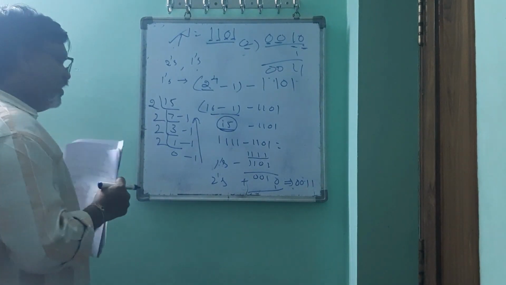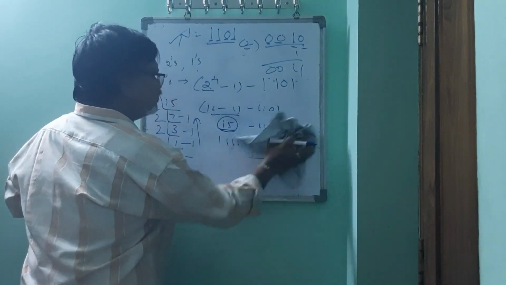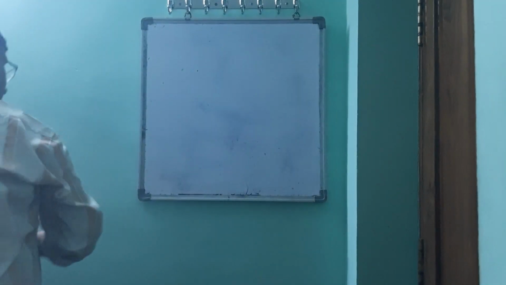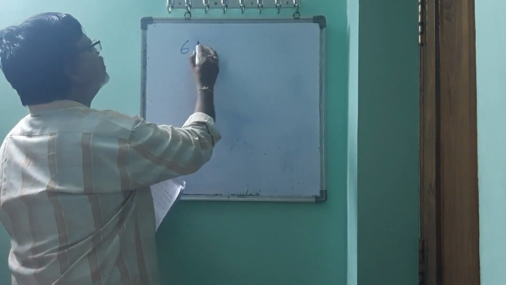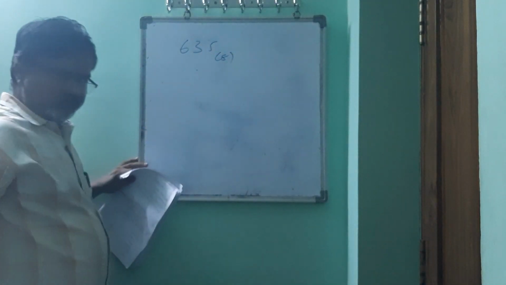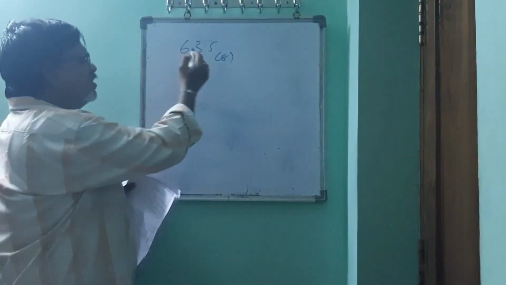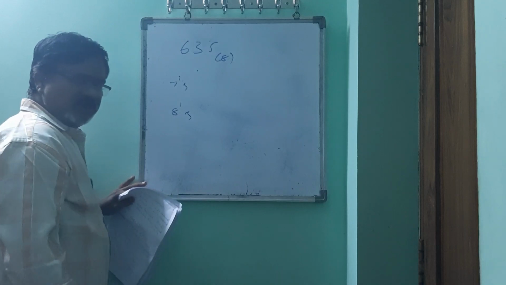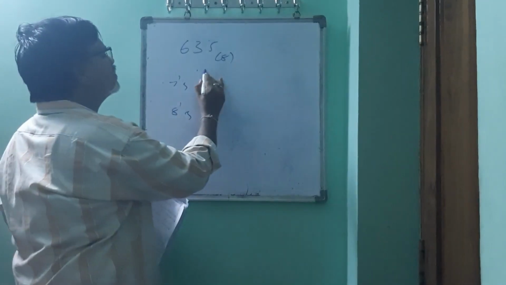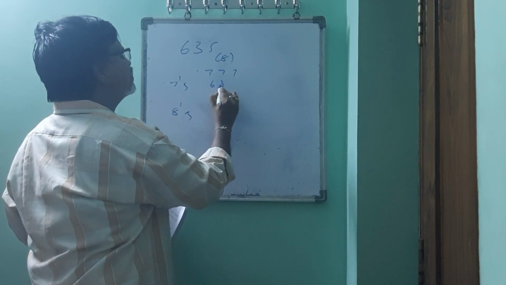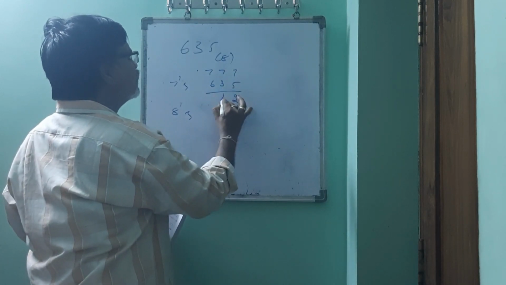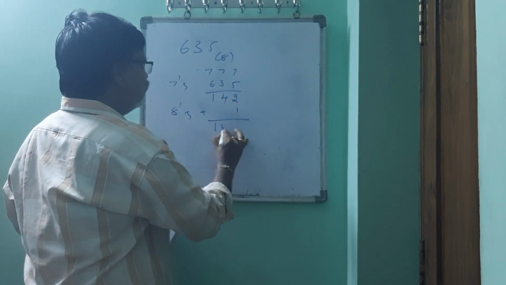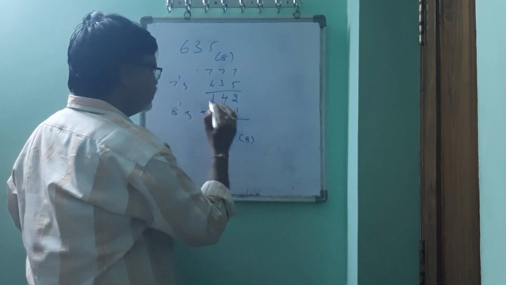Now let us go for finding the complements in the octal number system. Here 635 base octal. As I told you, here you can find the 7's complement and the 8's complement. If you want the 7's complement, subtract all the terms from 7's: 7 minus 6, 3, 5 gives 1 4 2. And if you want the 8's complement, you need to add 1, so 1 4 3 base 8.